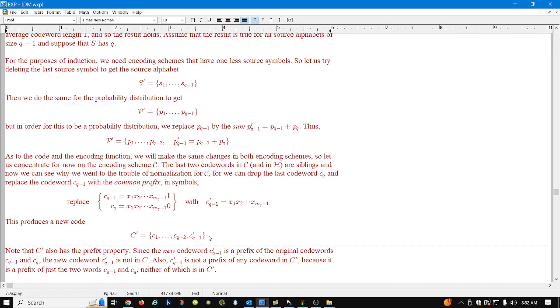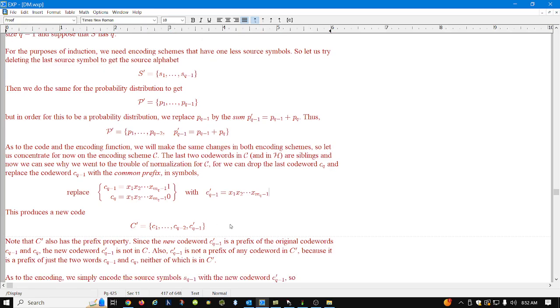Now, that produces a new code. So I've got C prime Q minus 1. That's the common prefix. CQ is gone. So is the original C(Q minus 1) being replaced by this. But we have to check some things about this. It's a set of code words, but we have to make sure there's no duplicates, and we need it to still have the prefix property so that the associated encoding scheme has the prefix property.